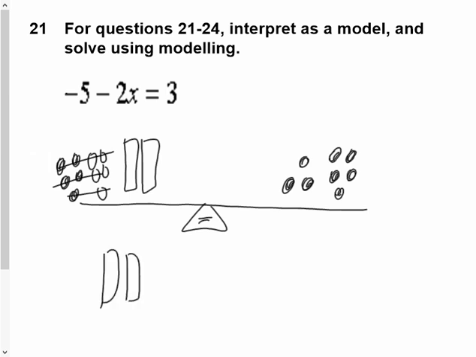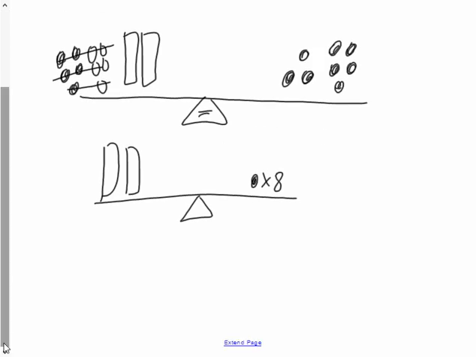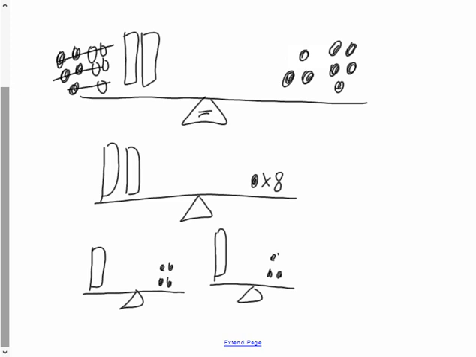My next picture is 2 negative x's equals 8. I'm getting lazy here, so I'm just going to do this. And if 2 negative x's equals 8, then each of these negative x's must be 4. We're going to divide it into 2 separate scales. And if the opposite of x is 4, therefore a positive x must be the opposite of that, which is negative 4. And therefore, x equals negative 4.